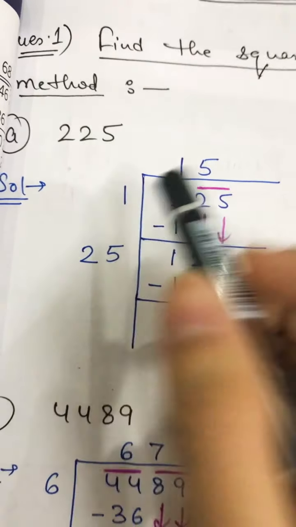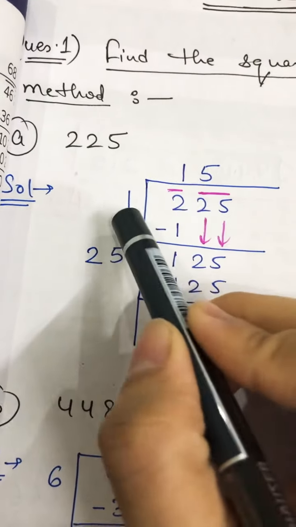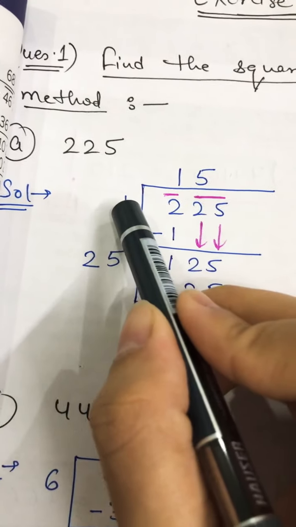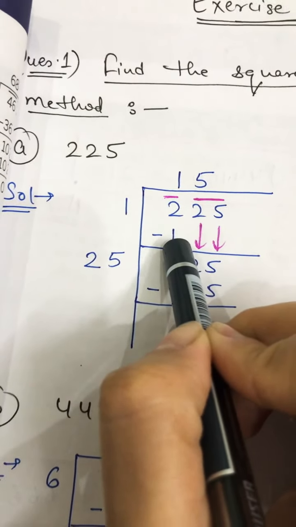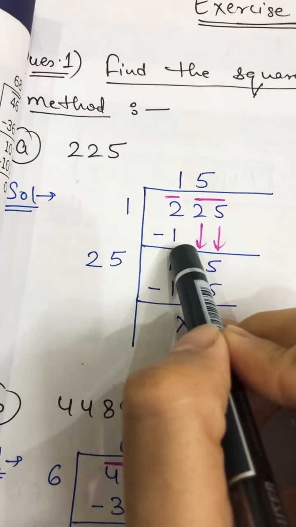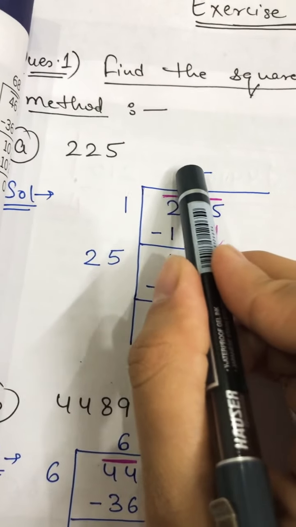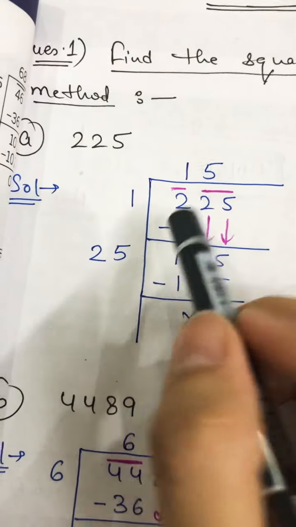You will write here the digit, and the same digit you have to write here. 1 ones are 1. Okay, if you write 2, then 2 twos are 4, it will be bigger, then it will not go. Okay, 3 threes are 9. Whatever number you write here, the same digit you have to write here. 1 ones are 1. Okay, so this is your first step.